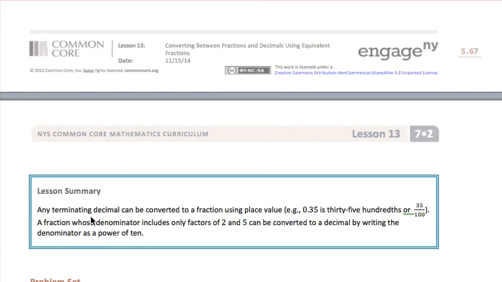And we see that any terminating decimal can be converted to a fraction using place value. That was what we did at the beginning of our lesson. And a fraction whose denominator includes only factors of 2 and 5 can be converted to a decimal by writing the denominator as a power of 10. Equivalent fractions. Complete the problem set before moving on to lesson 14.